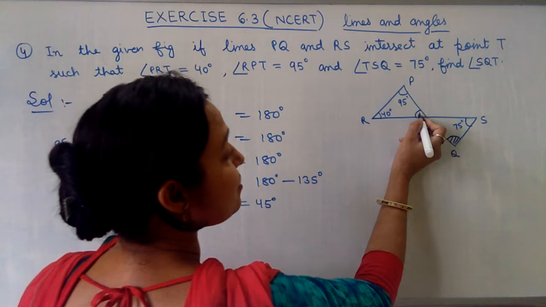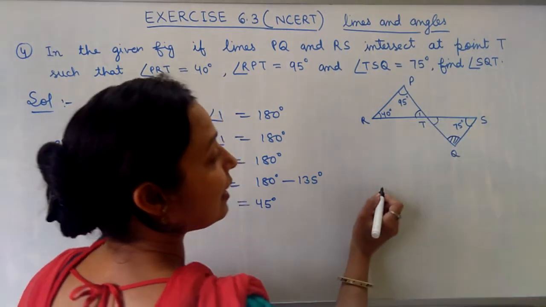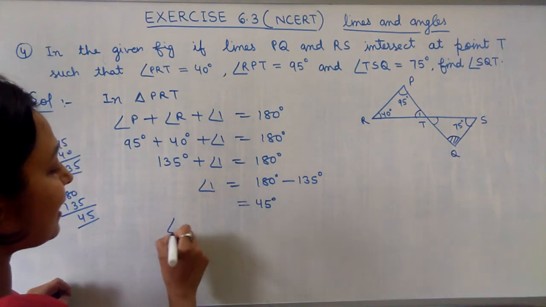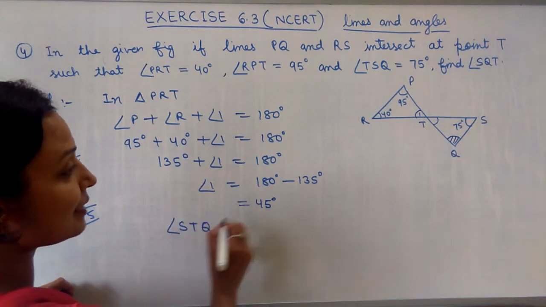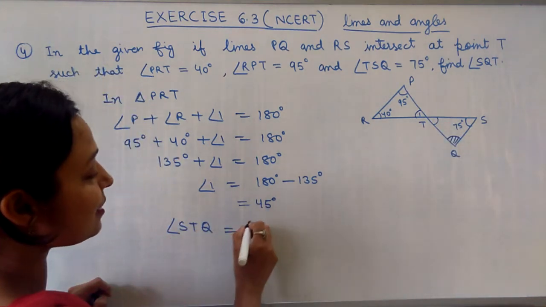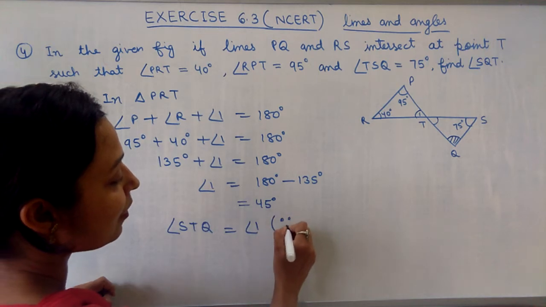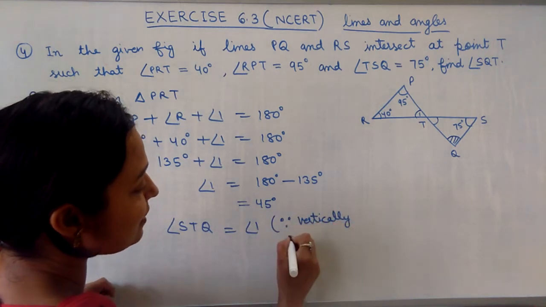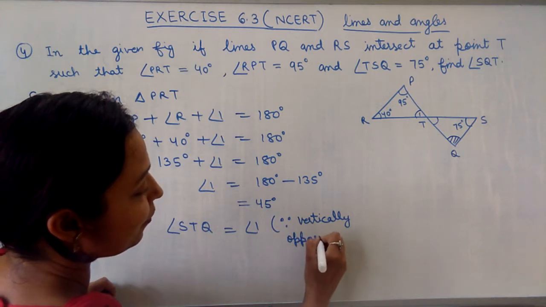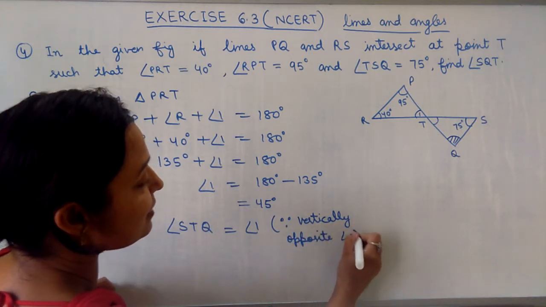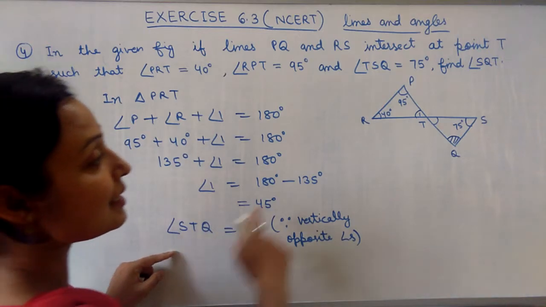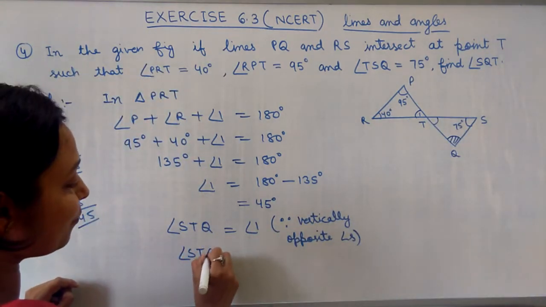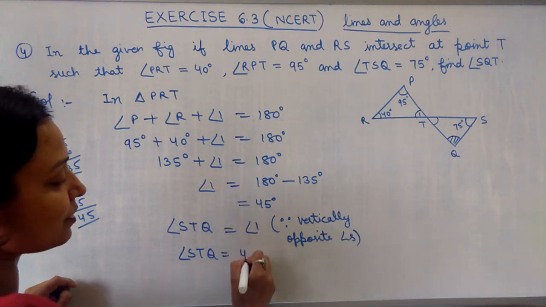Now angle 1 is equal to 45, and angle STQ is its vertically opposite angle. So angle STQ is equal to angle 1 because they are vertically opposite angles. Angle STQ is equal to 45 degrees.